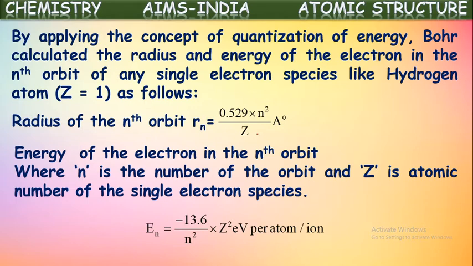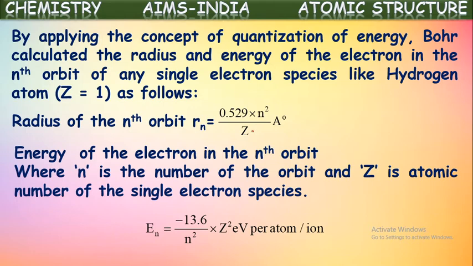Okay, this is the formula to calculate the energy of the electron in the nth orbit. The quantized formulas for the radius and energy of the electron in the nth orbit of single electron species were given by Niels Bohr.